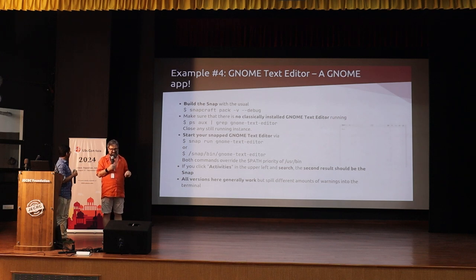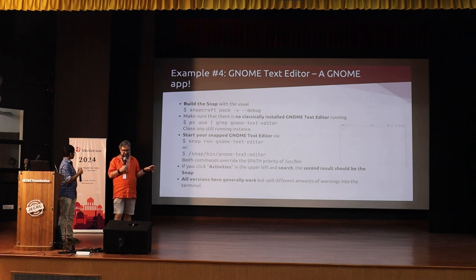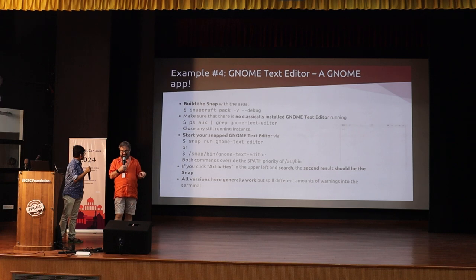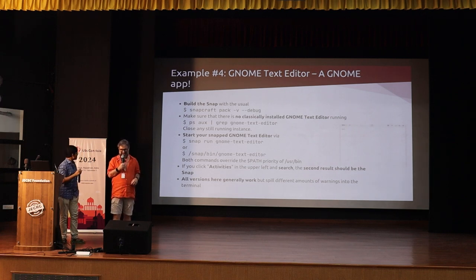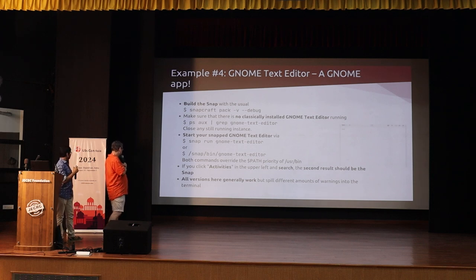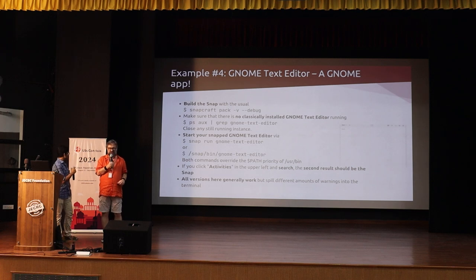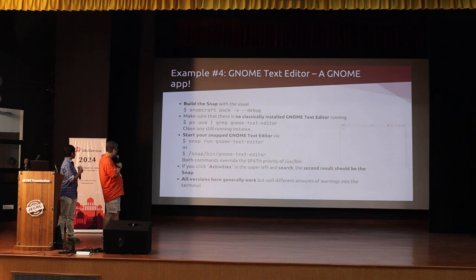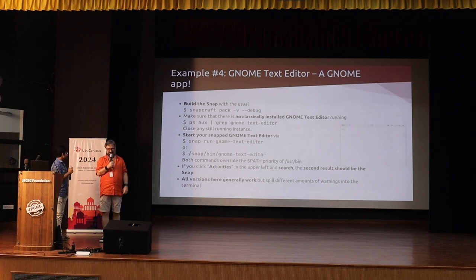It sees the first instance, the running classic GNOME text editor, and so it passes on its command line parameters, the file which we want to open, to the first instance and exits. And so our file is opened in the classically installed GNOME text editor. So we have to check and to close, kill the classic one, and then we start the snapped GNOME text editor, and then we are sure that we are running the snapped one. And with the ps command, we can also see that the snapped executable is actually running.